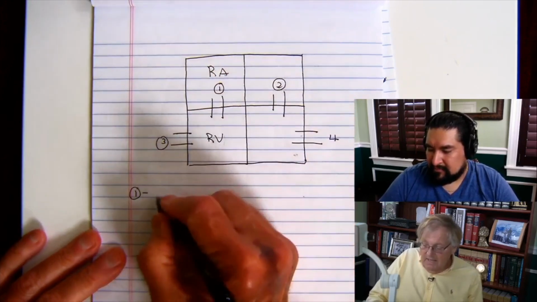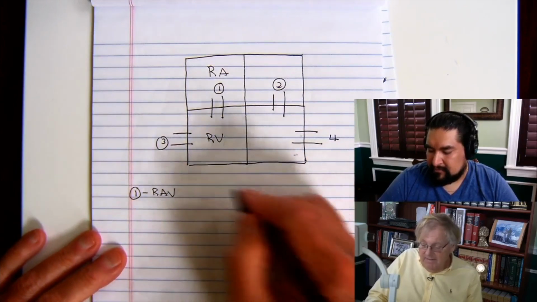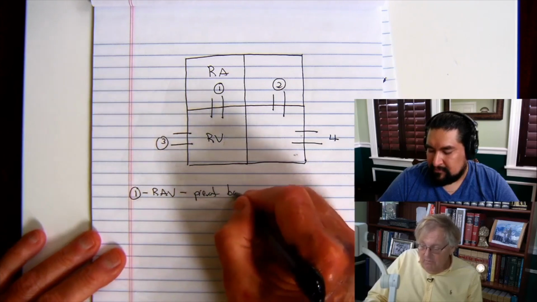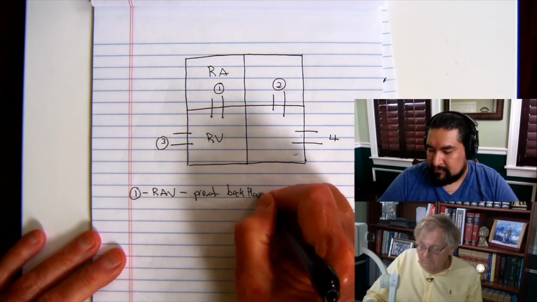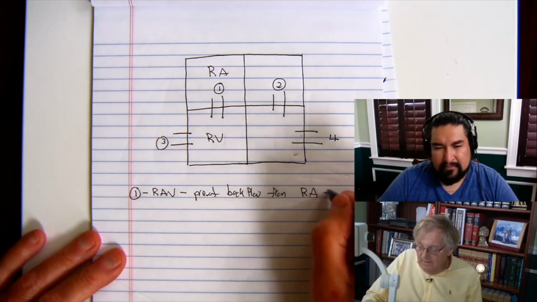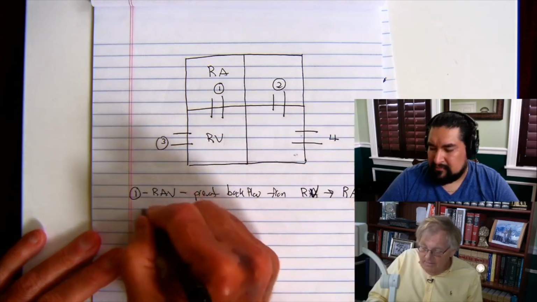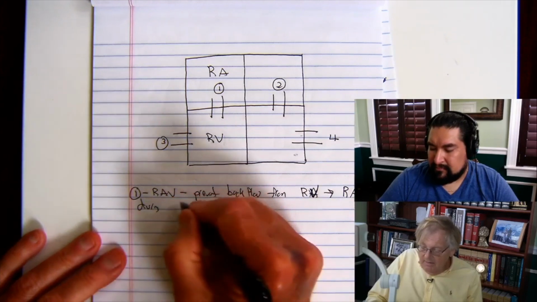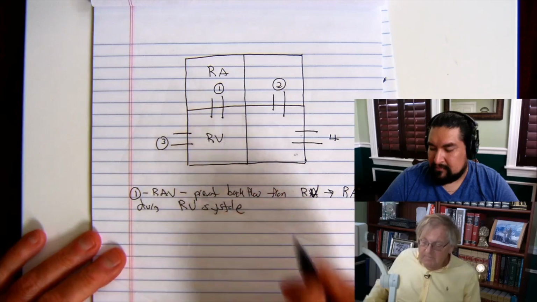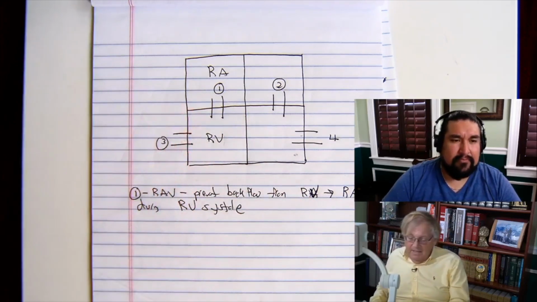So that's the RAV, or the right atrioventricular valve. That's going to prevent backflow from the RV into the RA during RV systole. So when this pumps blood out, I don't want it to go back up.